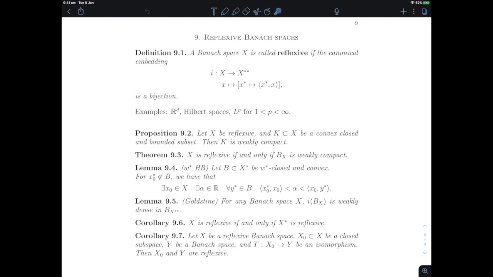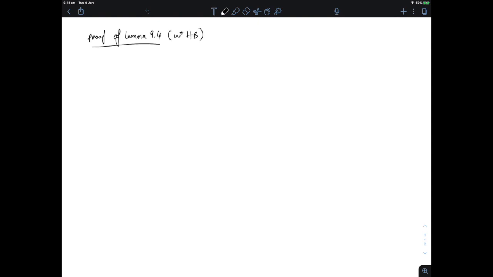We're going to use the Banach theorem, which a priori would give us an element in X double star doing this job, and then we'll find that this element of X double star actually is an element of X. Okay, so let's prove lemma 9.4.